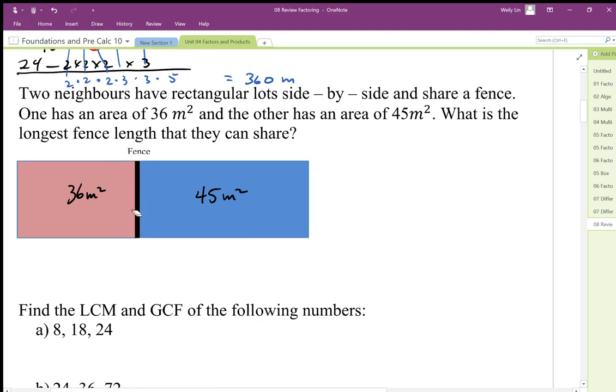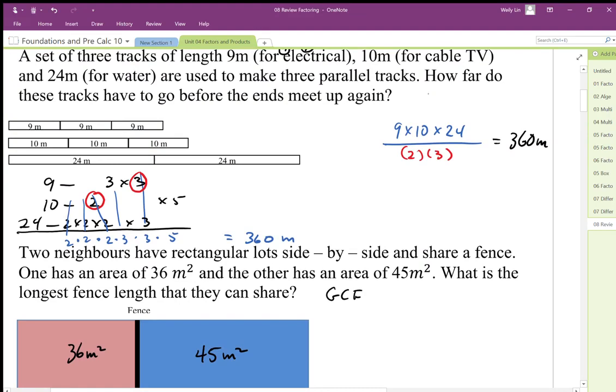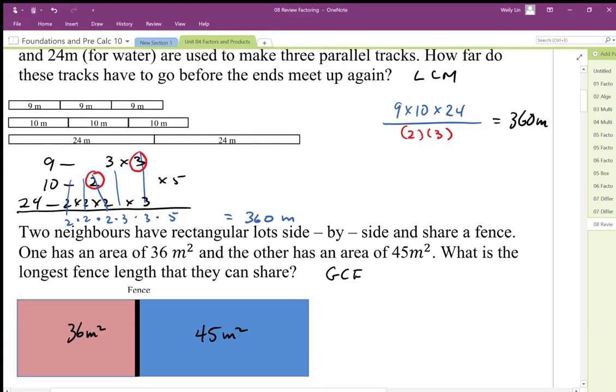Well, that means that they must have a common factor. Common factor is a shared side length in our area model. So what is the longest fence that they can share? Or in other words, what is the greatest common factor? So this is a greatest common factor problem versus this one here is a lowest common multiple problem.